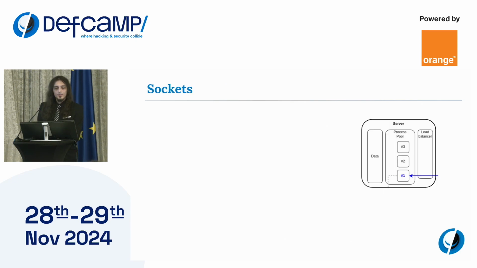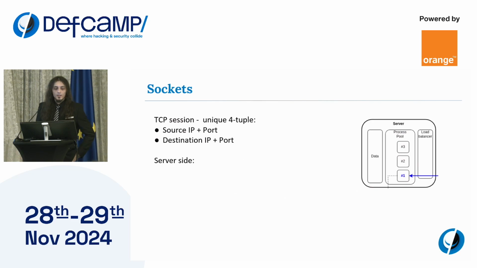A little bit about sockets. To identify a socket, you have a 4-tuple. You need a source IP, destination IP, a source port and a destination port. When you create a socket, you have 4 or 5 stages depending on the operating system. You create the socket, you bind it, you listen and accept data. However, the binding part is interesting.